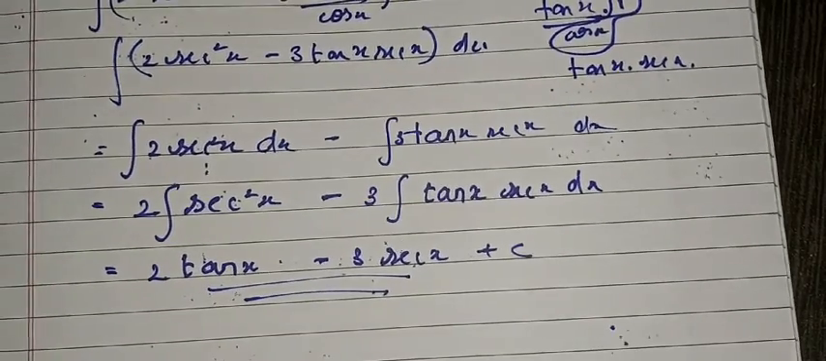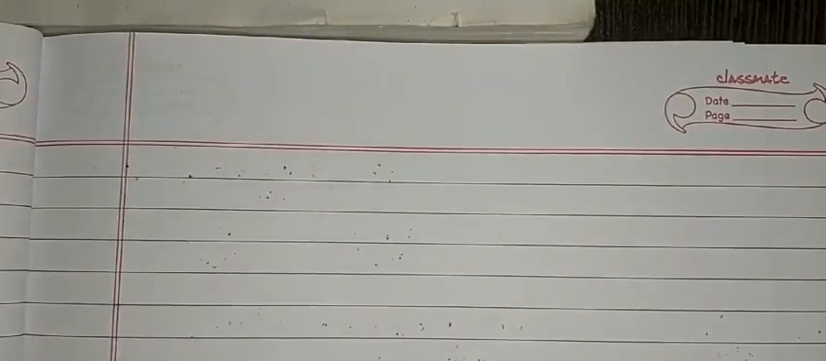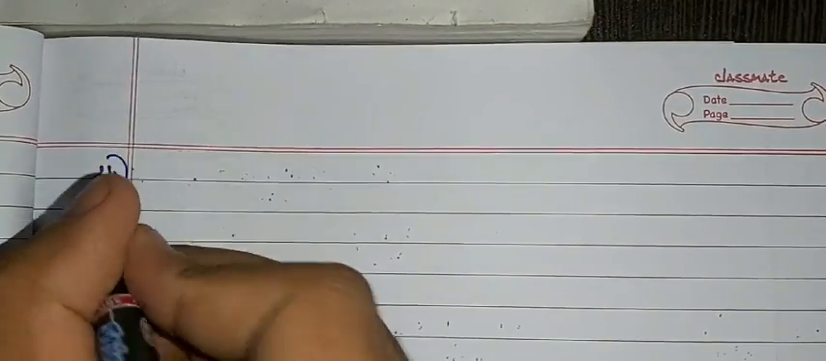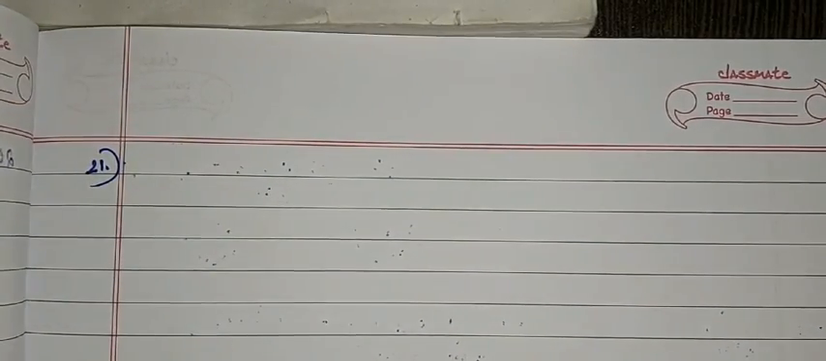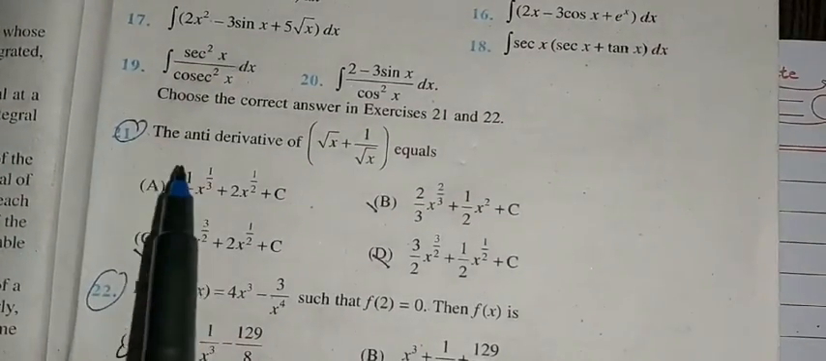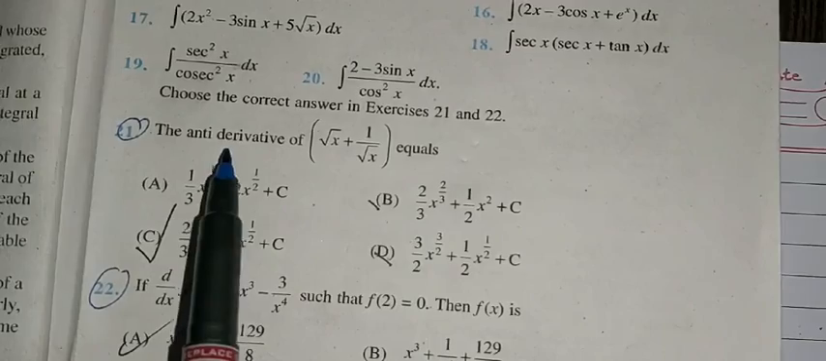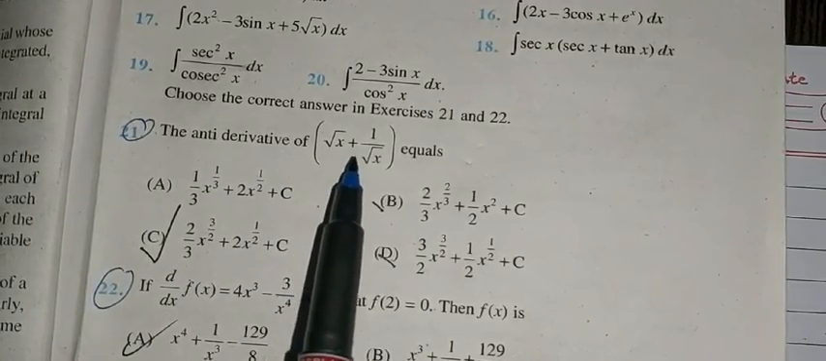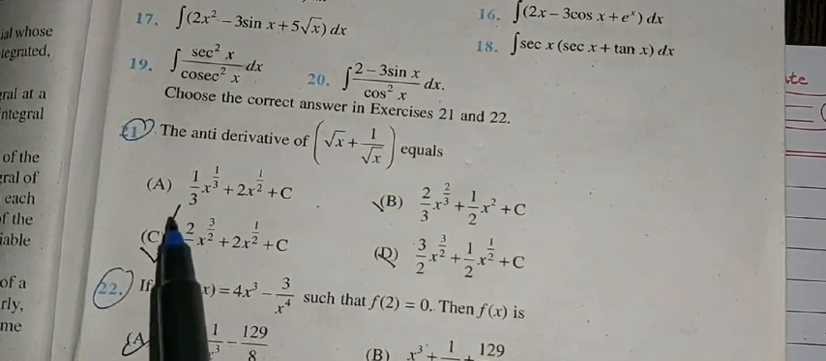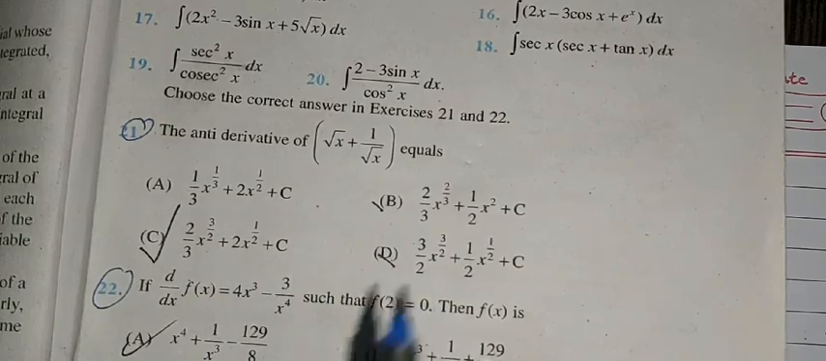Now we move on to the third type of question in this exercise. These are multiple choice questions. So question number 21. So what is question number 21 here? We want to find the antiderivative of root x plus 1 by root x. There are 4 options given, so we shall find out.